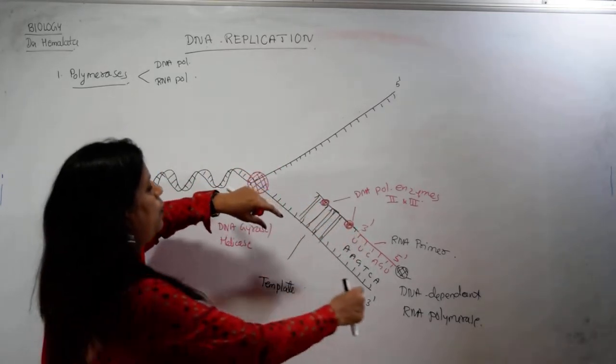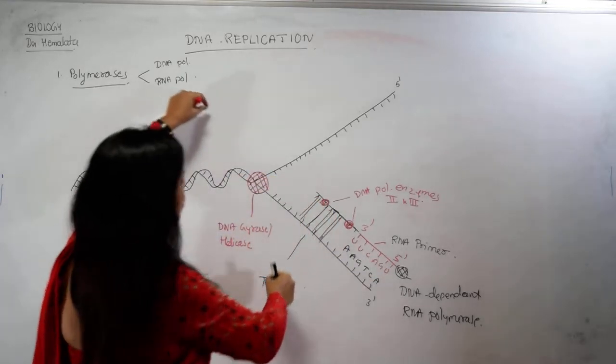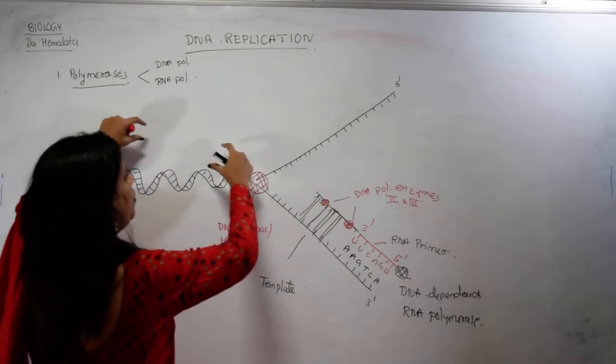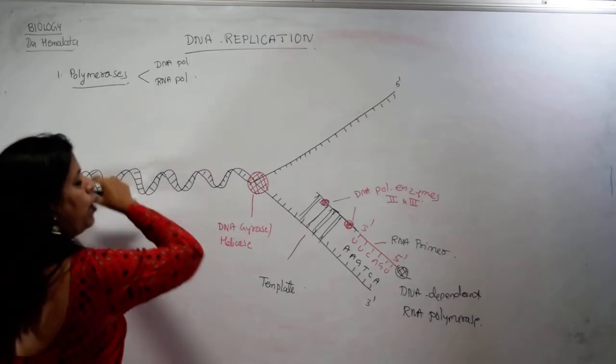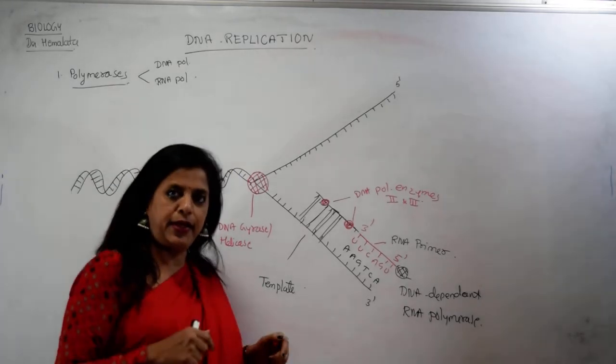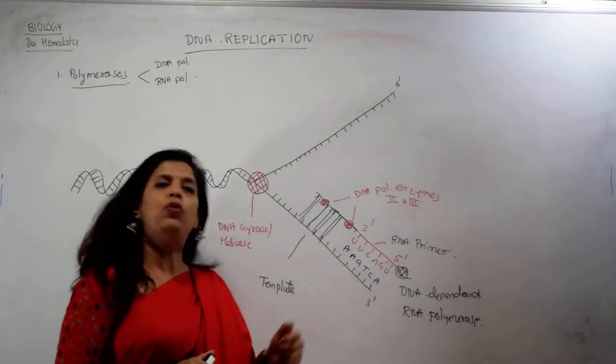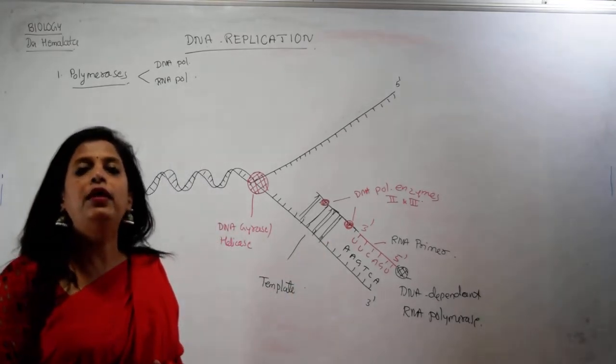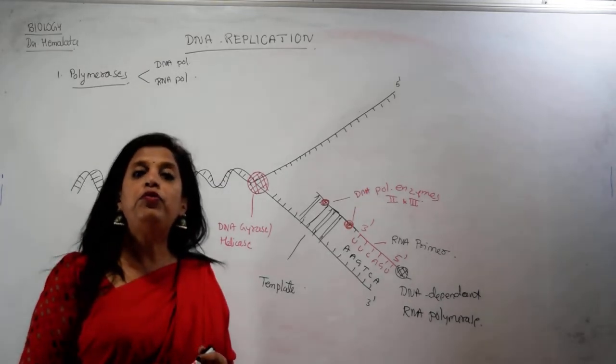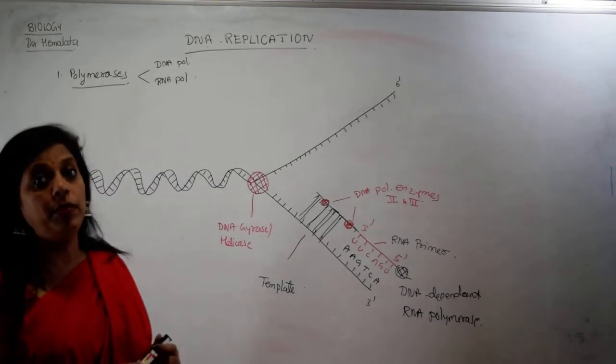It is going to form new copies. It is going to unwind again and form a new one, more like that. It continues to form a new copy till the end. Once the complete DNA, the new complementary strand, is formed, it will be proofread by DNA polymerase 1.